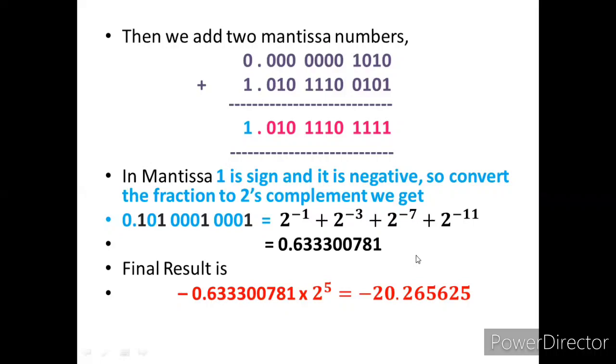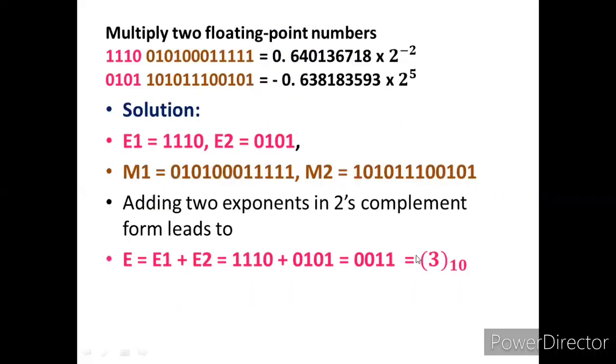Now let us see another example, multiplication. Multiply two floating point numbers. The same numbers we have considered here, the same power notations and everything. If you observe the exponential terms, since it was addition, we needed to keep them in the same format. But for multiplication it is not necessary, so we can observe that in multiplication the exponentials become addition. So minus 2 plus 5 is 3. So we have got this exponential term.